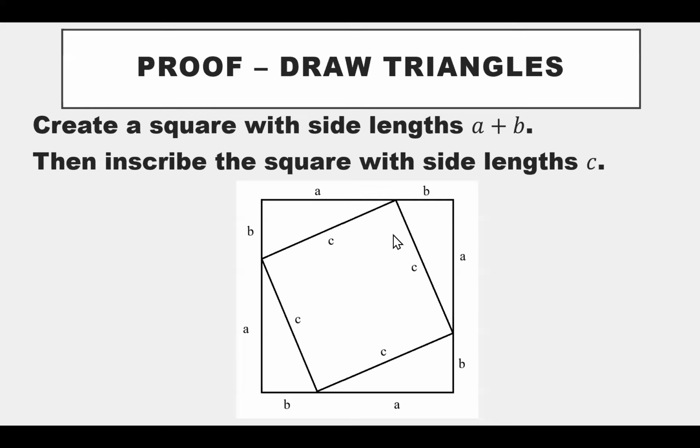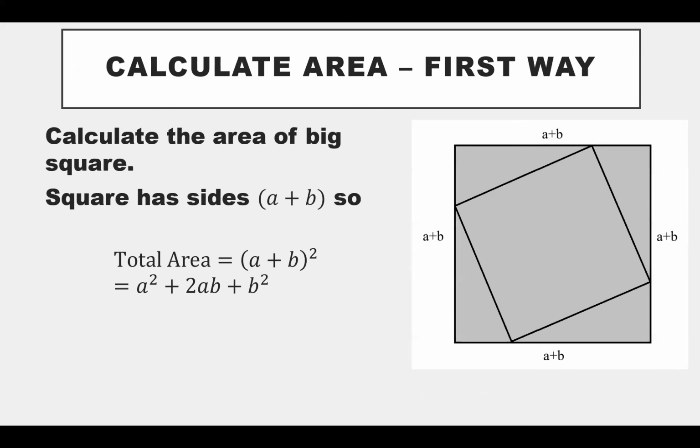So we have this drawing, and because of the nature of the angles here, we've created a square whose side lengths are length c on the inside of the larger square with side lengths of a plus b. Now we calculate the area of the square in two different ways. The first way is our standard way, which is area of a square is side times side, or side squared.